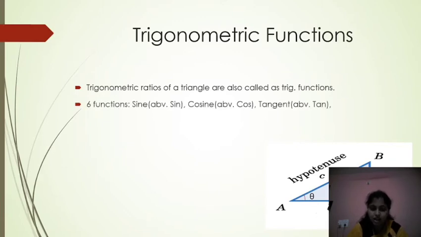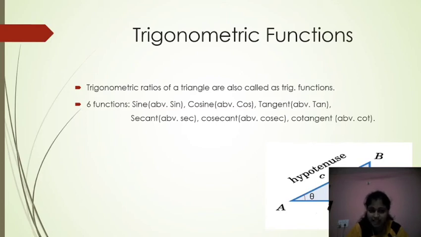There are 6 functions: sine, cosine, tangent, secant, cosecant, cotangent. In the bracket the abbreviation is written. For example, for sine it's sin, which is pronounced as sine. For cosine it's cos, tangent tan, secant sec, cosecant cosec, cotangent cot. Sine, cosine and tangent, and secant, cosecant and cotangent, are inversely related. Secant is the inverse of cosine, cosecant is the inverse of sine, and cotangent is the inverse of tangent. We'll be studying more about these functions in the coming segment.